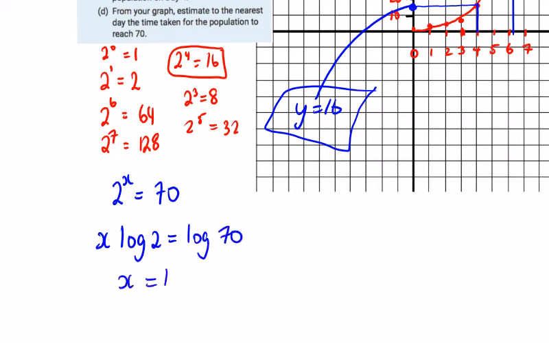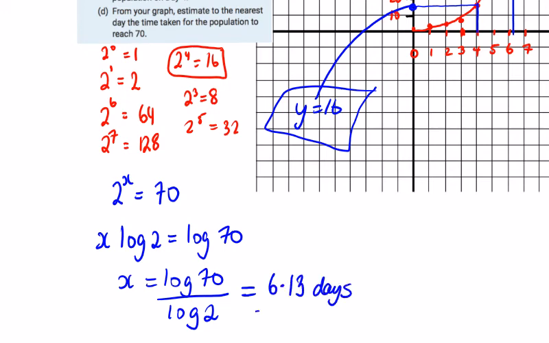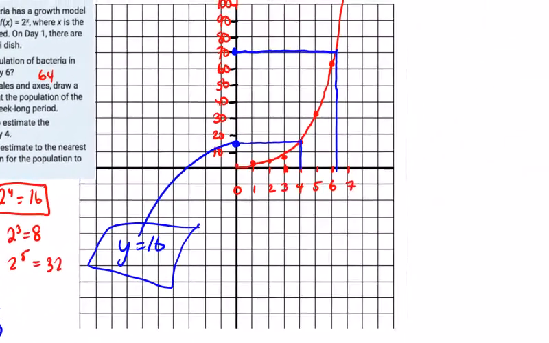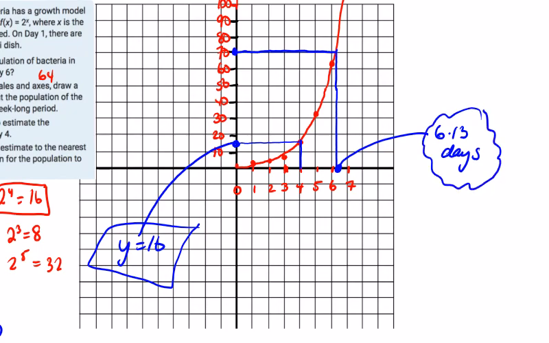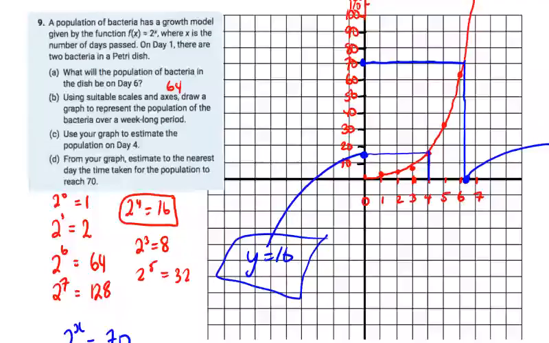So x is equal to the log of 70 divided by the log of 2. This will give you the exact answer, which is equal to 6.129 or 6.13 days. So if you know the answer, that makes it easier to estimate. So we're going down here and we're saying this point here is approximately 6.13 days. Don't take a risk in saying 6.12 if you know the exact answer. Just say it.